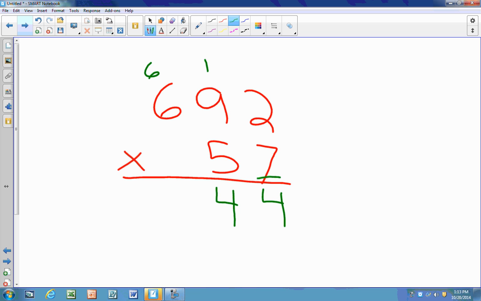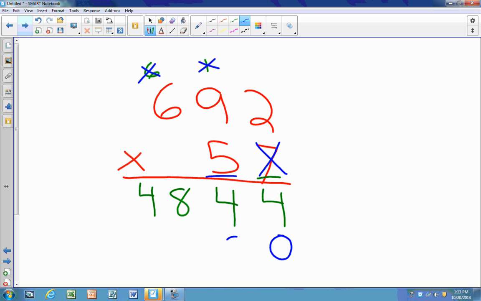7 times 6 is 42, plus 6 is 48. Now, just like before, when I'm done though, I will X out my 7, X out my numbers that I carried. I know this is in the tens place. I know I need a 0.